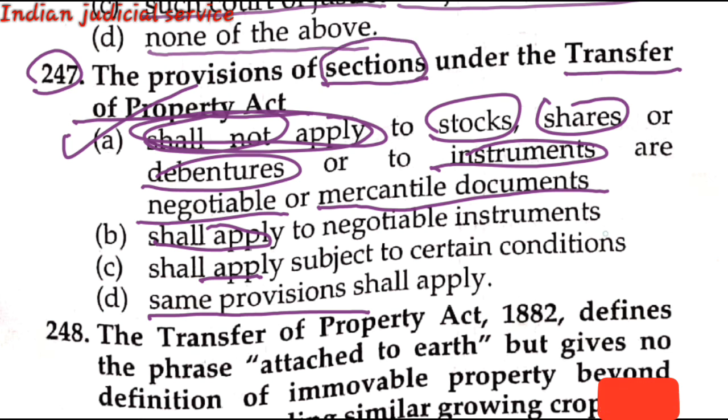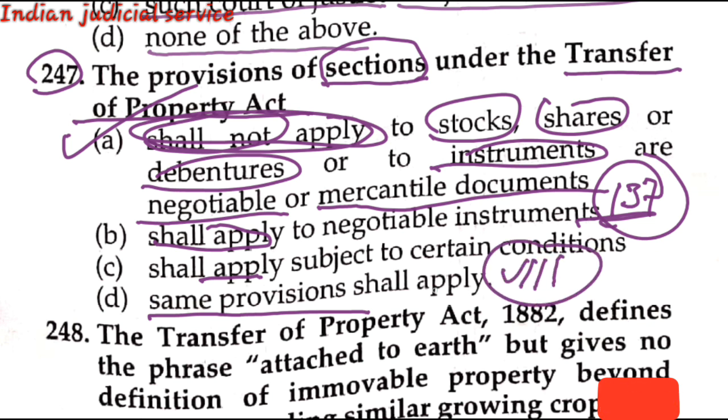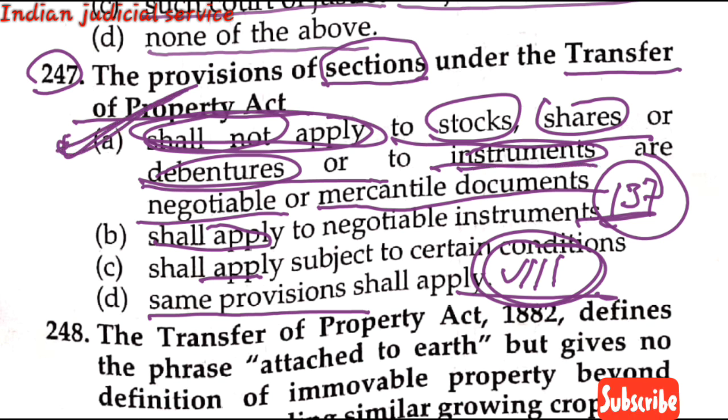Which section? According to section 137, saving of a negotiable instrument is provided. So chapter number 8 of the Transfer of Property Act does not apply to stock, share, debenture or to an instrument which is for the time being by law or custom negotiable, and mercantile documents, etc. So chapter number 8 does not apply in these sections of the markets, debenture, share and instrument, etc. So our answer here is option A, according to section number 137 of the Transfer of Property Act.